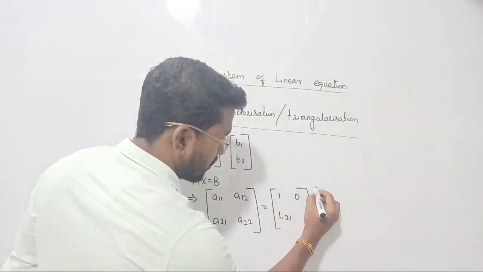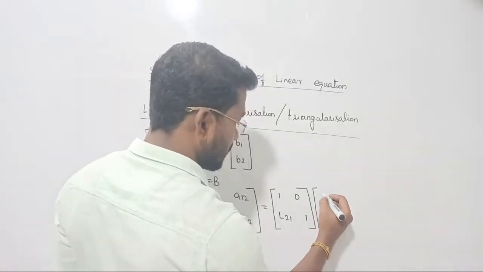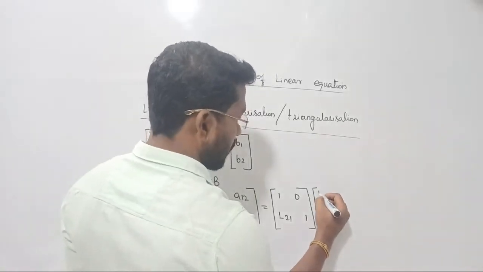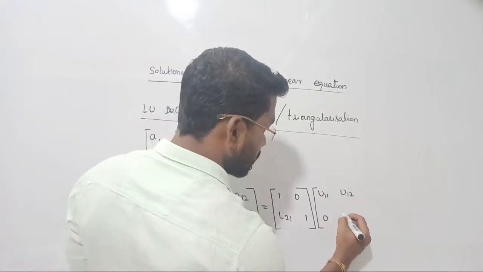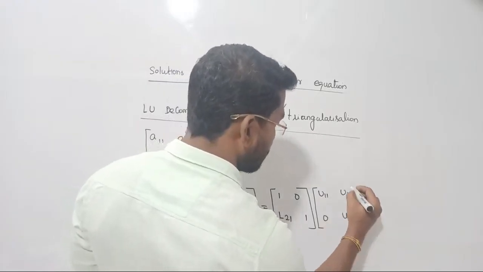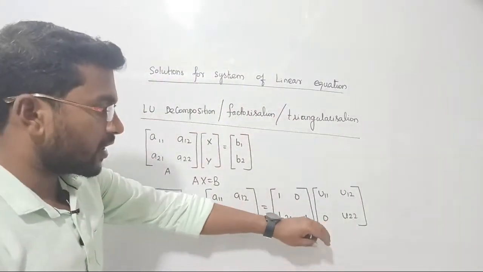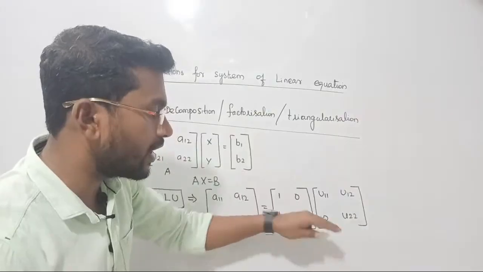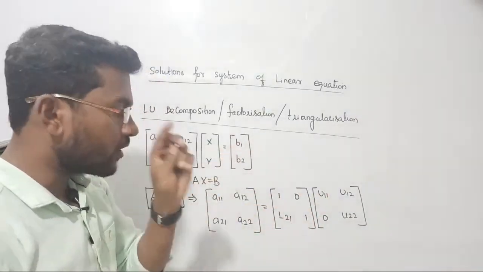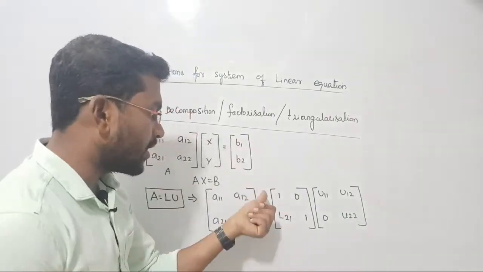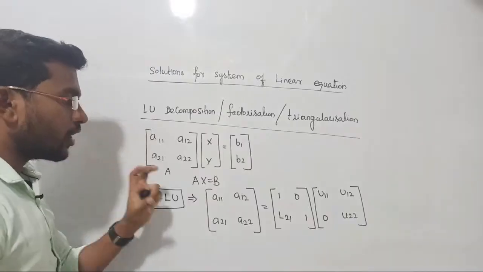And the upper triangular matrix we can write like this. Let us consider U11, U12, and then it is going to be 0, and U22. Clear? That is upper triangular. In an upper triangular matrix, values come above the principal diagonal, not below. In a lower triangular matrix, values come below the principal diagonal, not above. And one more thing is, in the lower triangular matrix, the diagonal value is always 1. These are the things that you have to remember in your mind.